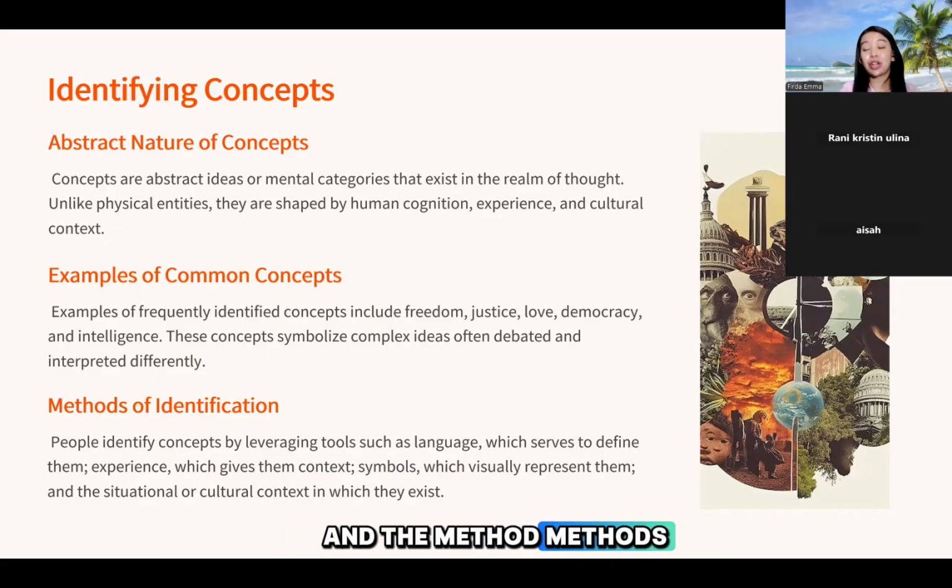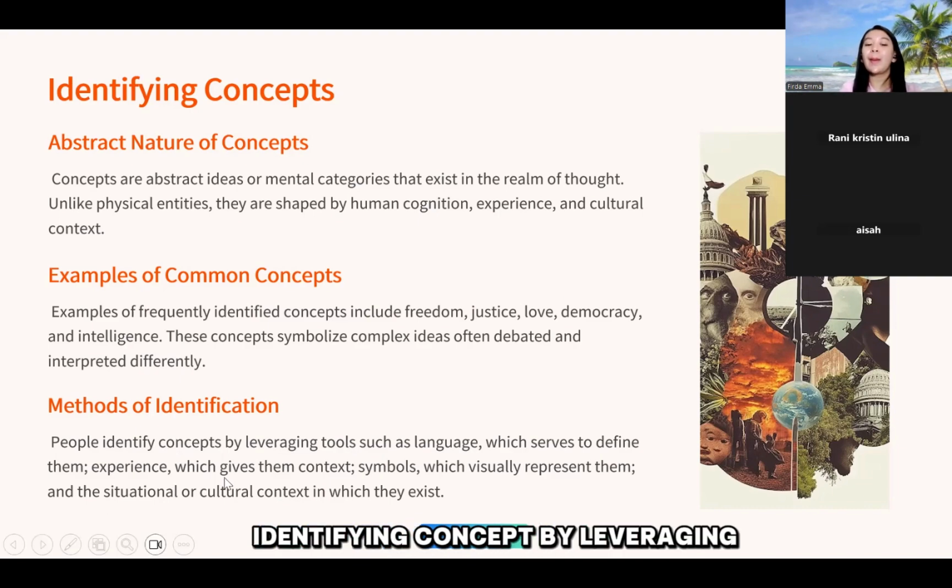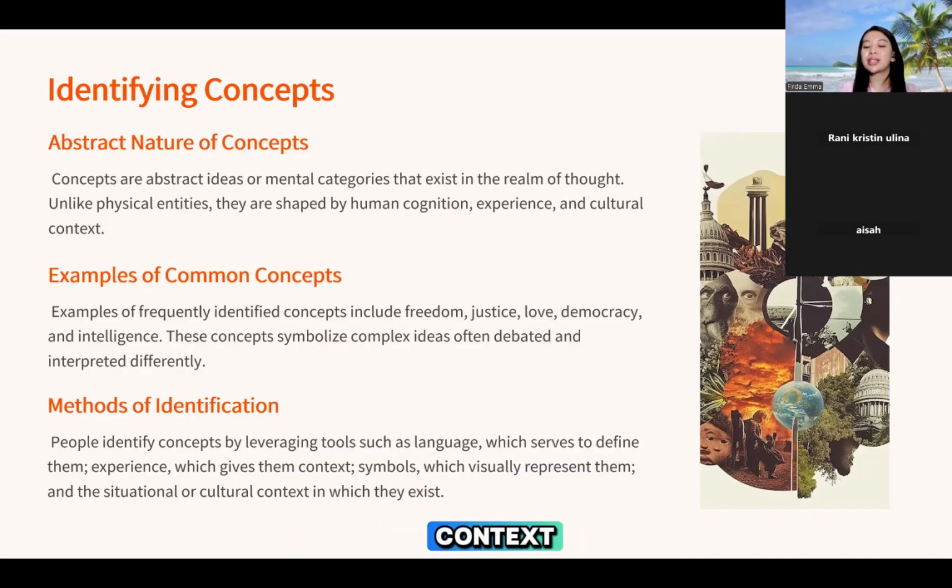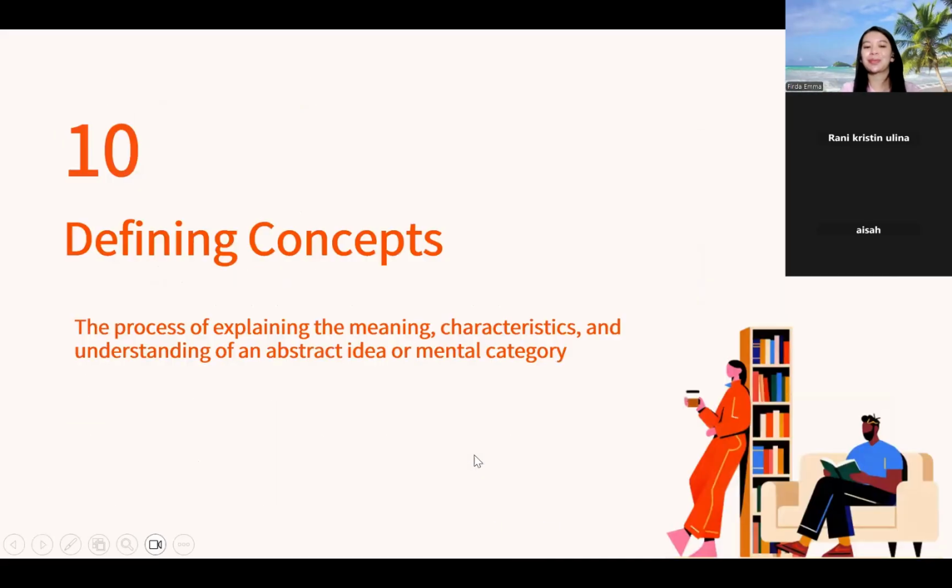And the methods of identification of the concept is people identifying concepts by leveraging tools such as language, which serves to define them, experience, which gives them context, symbols, which visually represent them, and the situational or cultural context in which they exist. Next, the defining of concept.